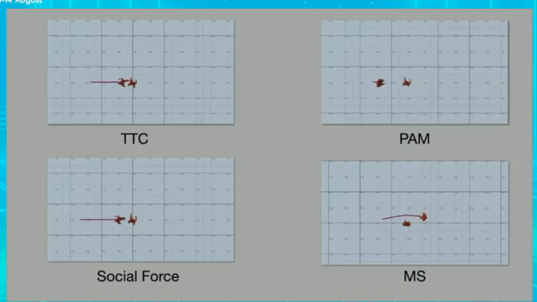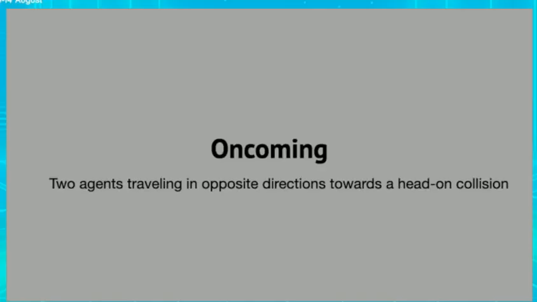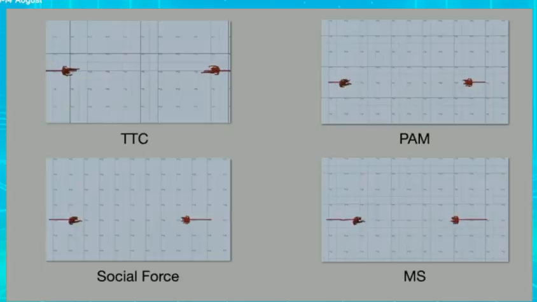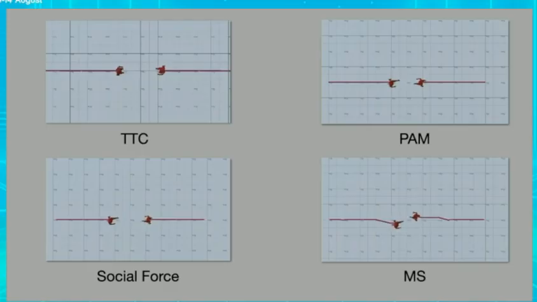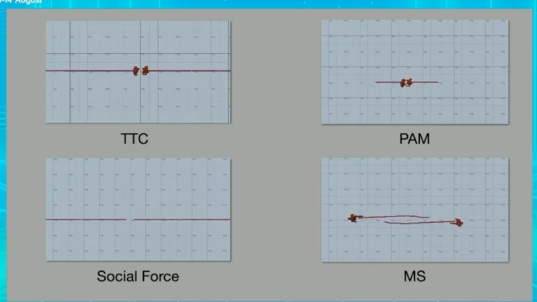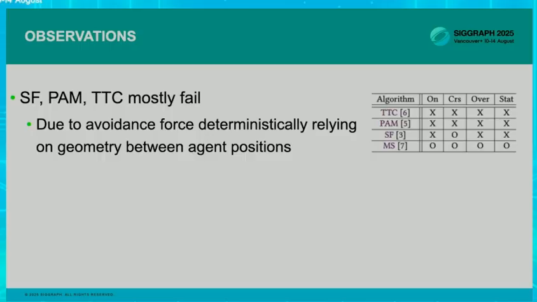And the final scenario here is oncoming, where they're just head-on, trying to avoid colliding with each other. And as you can see here, they also don't do too well, but in MS, they do. So this is not an advertisement for MS, but I'm just going to talk about why it actually succeeds in a second. As you just saw, the SF, PAM, and TTC algorithms mostly fail on very simple benchmarks.